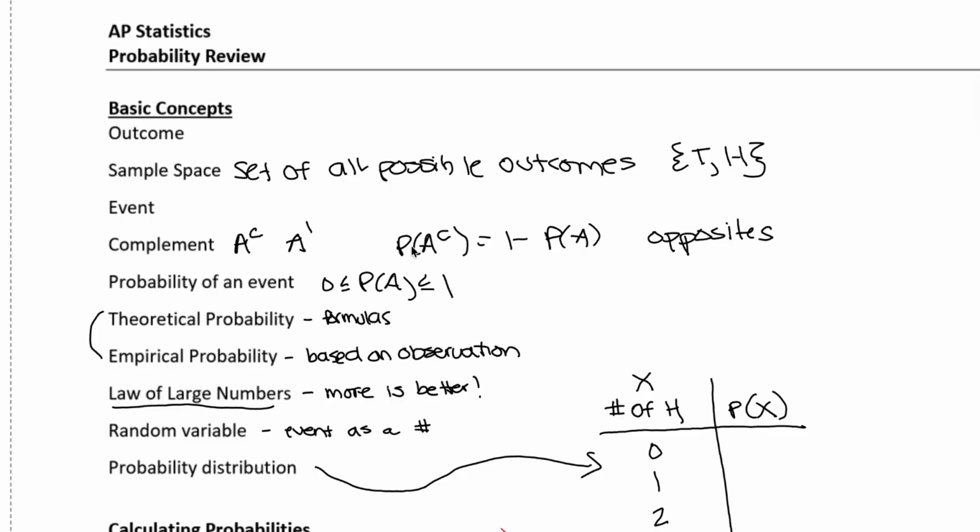Representing the complement using a formula just means if you want to get the probability of a complement, then you're going to use 1 minus the probability of the non-complement. So the probability of A, if we want to find the probability of the complement of A. So they're opposites. The probability of an event, remember, will always be between 0 and 1.